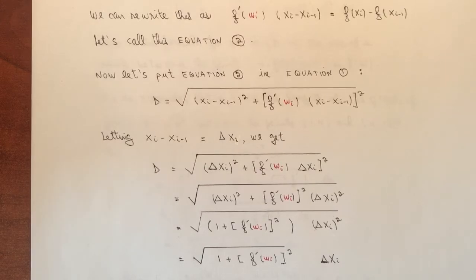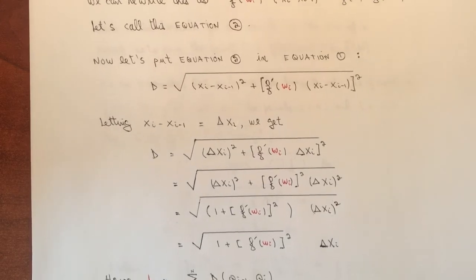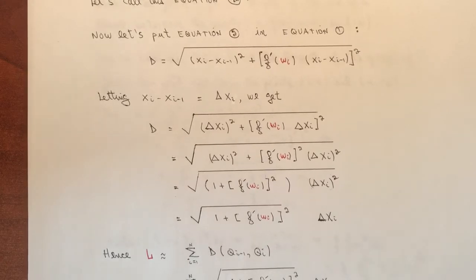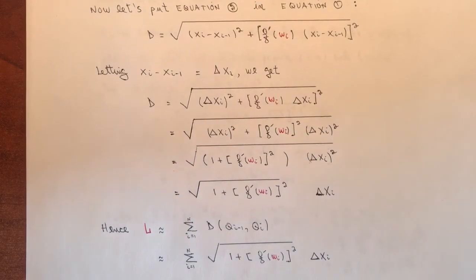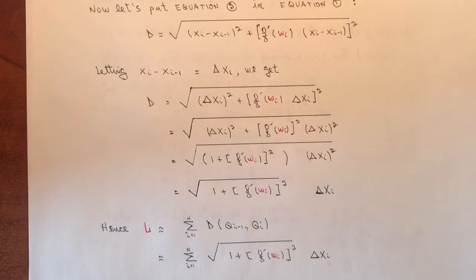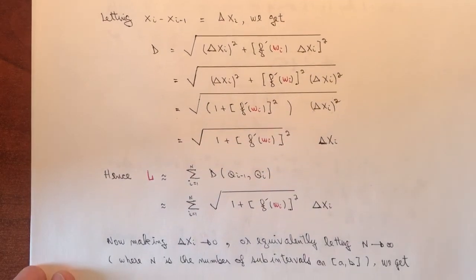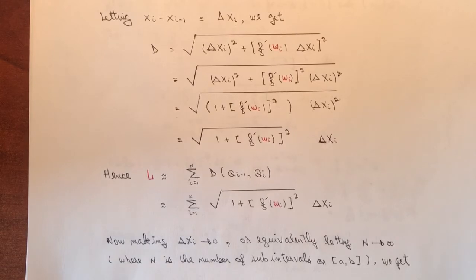So at this point in time, we have that L, the length of the curve, is approximately given by the summation i equals 1 to n of the distance from qi minus 1 to qi, which is the summation i equals 1 to n of the root of 1 plus f prime of wi all squared, times delta xi. As we are now used to, we are going to let delta xi go to 0, which is equivalent to letting n go to infinity, where n is the number of subintervals on the closed interval AB.